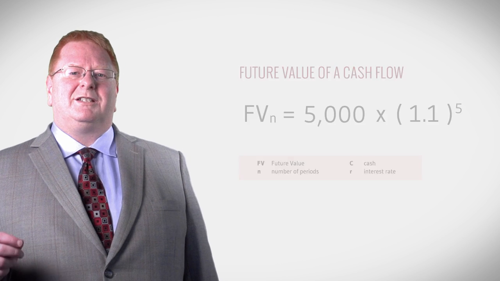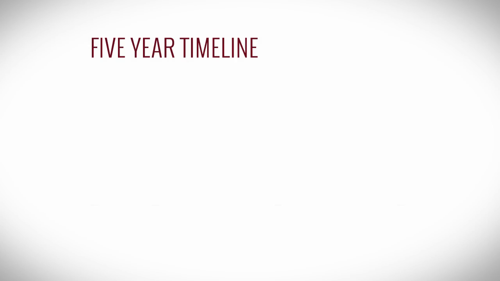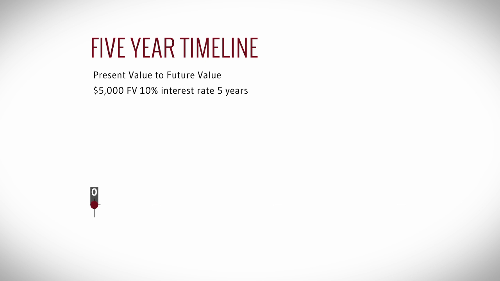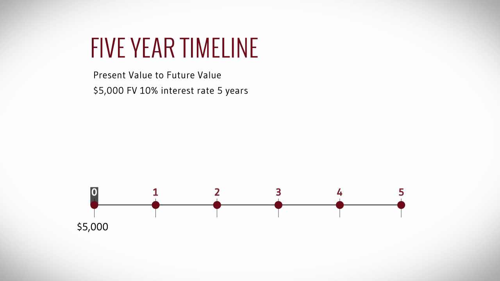So we're going to draw a simple cash flow timeline on the screen. Today, we represent as time 0. And each period, each year, is going to be 1, 2, 3, 4, and 5. We're then going to put the cash flow that we invest today, $5,000, at time 0. And this is growing at 10% a year.